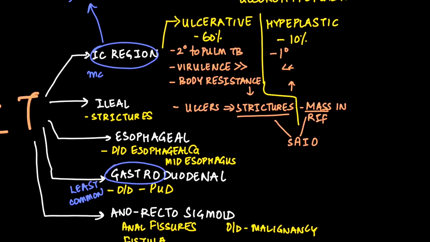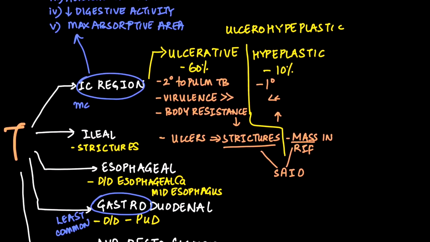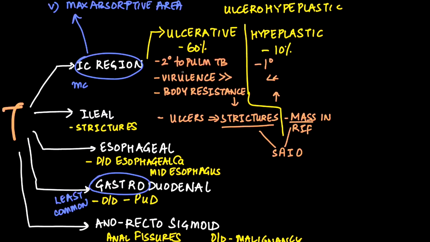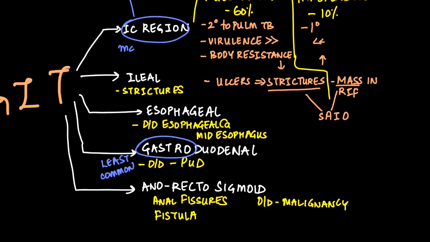Within the ileocecal region, we've seen that there are 3 types: ulcerative, hyperplastic, and ulcerohyperplastic, with ulcerative type being the most common. And this is secondary to pulmonary tuberculosis, where the virulence of the organism is higher and the body resistance is lower. Usually patients have ulcers, which lead to stricture formation and present with obstruction. Ileal tuberculosis usually presents with strictures.